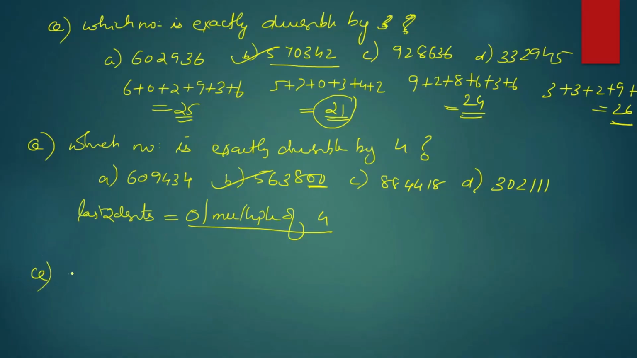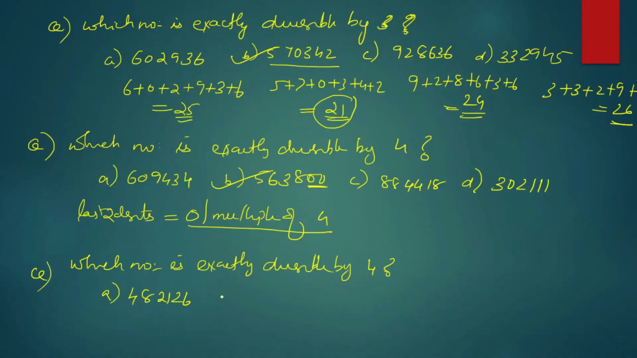The next question is which number is exactly divisible by 4? Option A 482126, B 123234, C 625628, and D 781654.